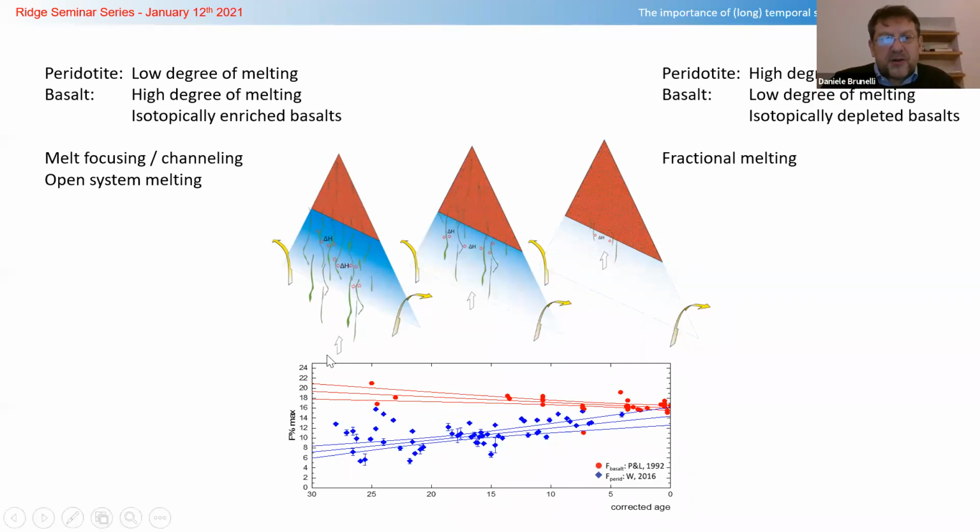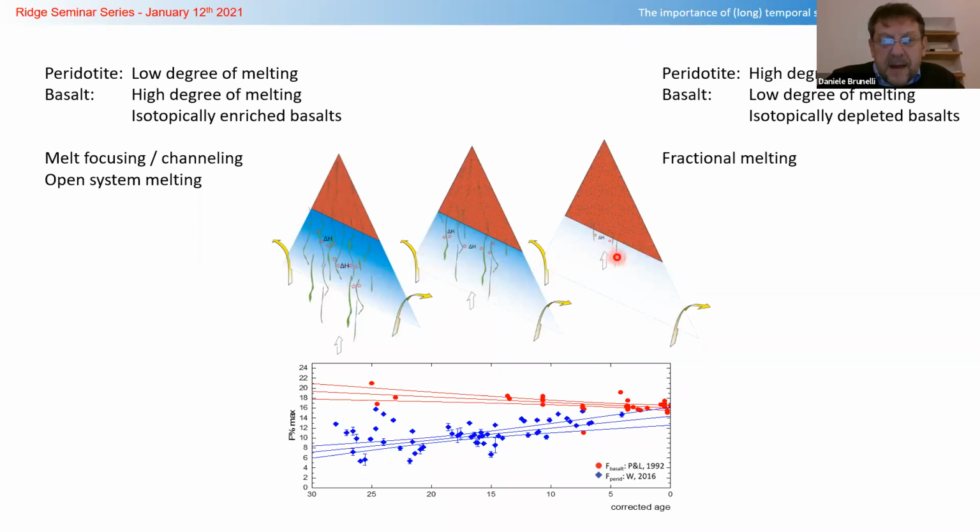So, putting together all this information, we have seen that the old basalts are more enriched, the peridotites experience a lower degree of melting, and the associated basalts record a higher degree of melting. And we have here the presence of melt focusing, channeling, and open system melting. This agrees well with the presence of low-solidus lithologies dispersed in a more depleted mantle. And while during time this heterogeneity source decreases, this decreases the effect of the undercooling of the mantle, and so the main melting region can expand and reach its maximum extent.